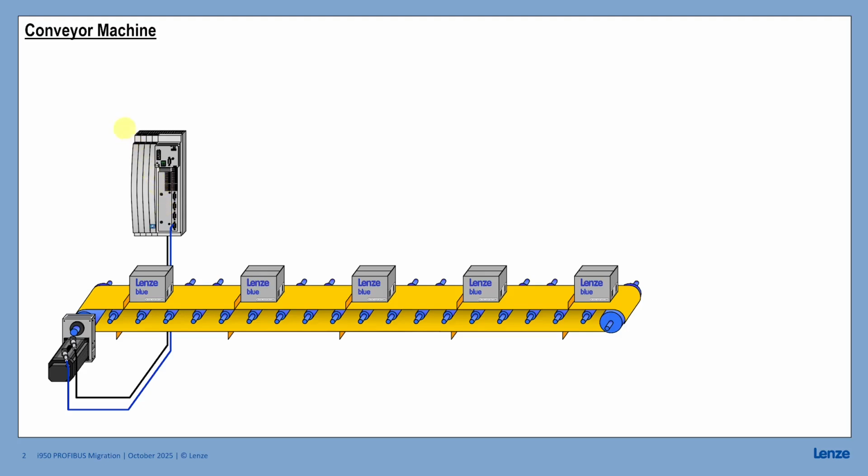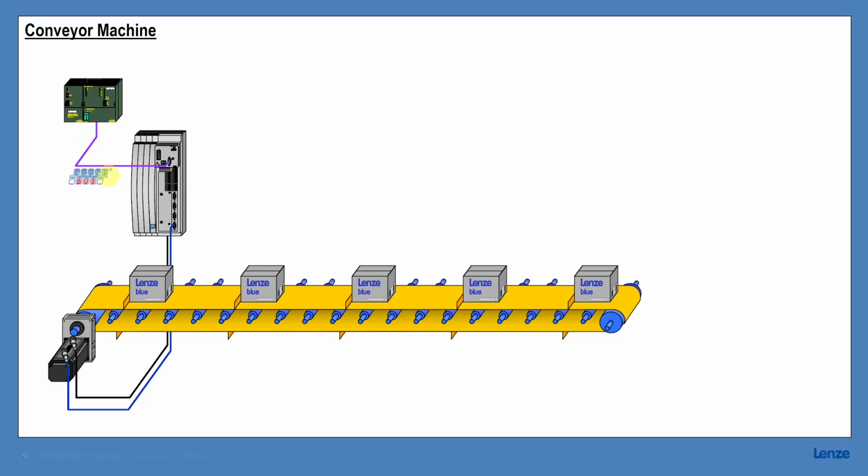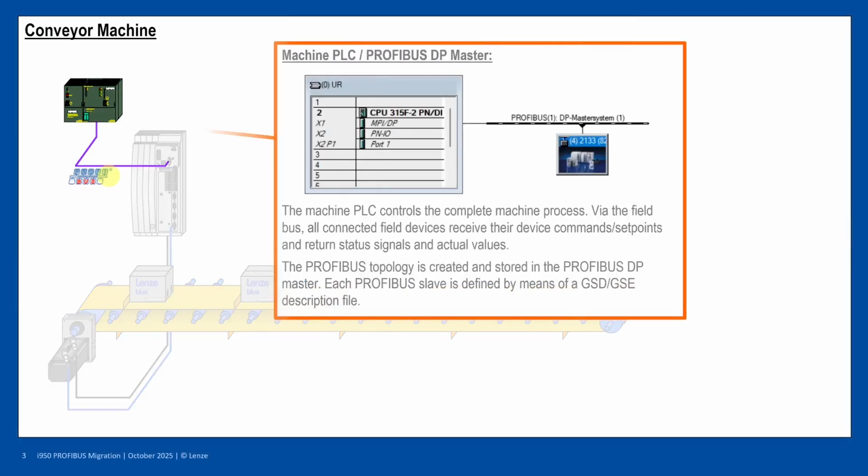A classical automation topology in those times looked like this. The machine PLC controls the production process. In our example, the machine PLC is an S7 which acts as the master for the Profibus field bus system. Configuration of the Profibus DP field bus is done via the machine PLC's engineering tool. In this example, there is just one 9300 drive controller connected to the S7 PLC.